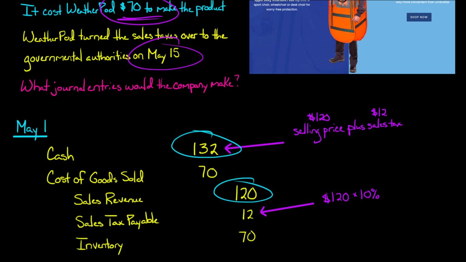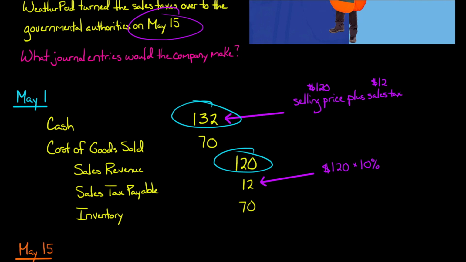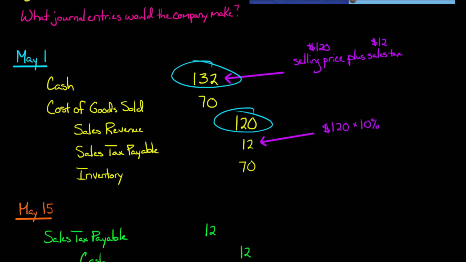And again, for the sales tax, I just calculated the selling price times the tax rate, which in this example is 10%. So that's where I got the $12 of sales tax payable. So again, key takeaway: sales revenue is the price of the product, the selling price, and it does not include the sales tax.